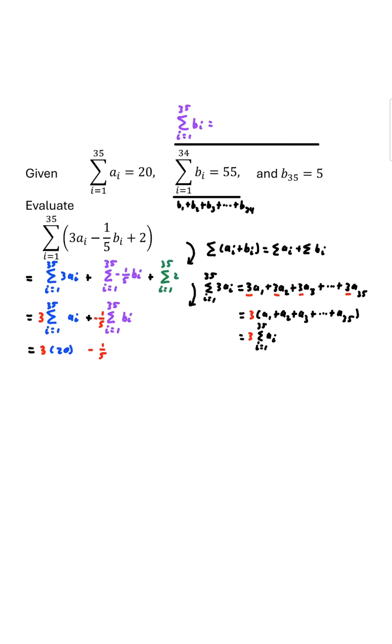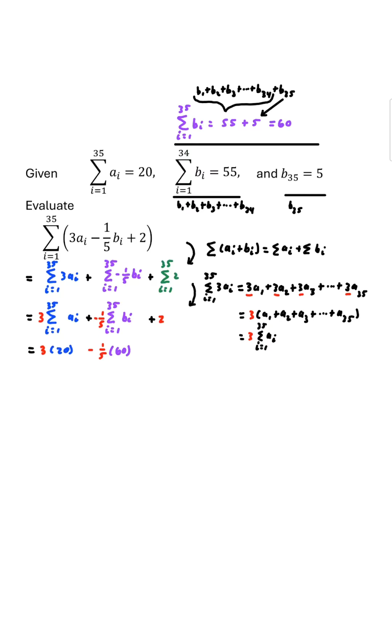Well, summation from i equals 1 to 34 is b sub 1 up to b sub 34. And we happen to have b sub 35. So put them together, we have b sub 1 to b sub 35. So b sub 1 to b sub 34 is 55, and b sub 35 is 5. Add them together, we get 60. So summation from i equals 1 to 35 of b sub i happens to be 60.